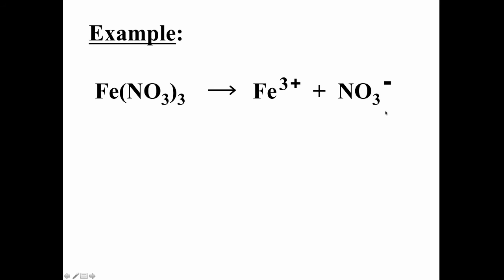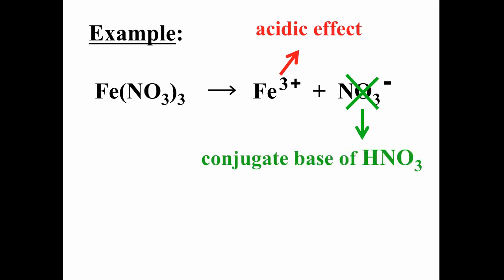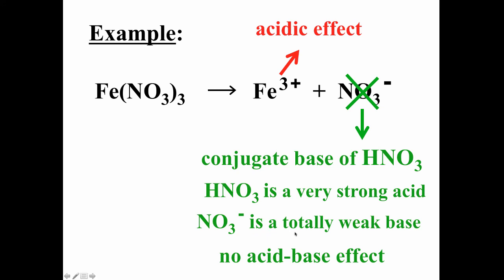So iron nitrate in aqueous solution dissociates into Fe3 plus and NO3 minus, and NO3 minus is the conjugate base of HNO3, nitric acid. Nitric acid is a very strong acid, therefore nitrate ion is a very weak base, so it's going to turn out that the nitrate's not going to have a basic effect. But Fe3 plus does have an acidic effect.